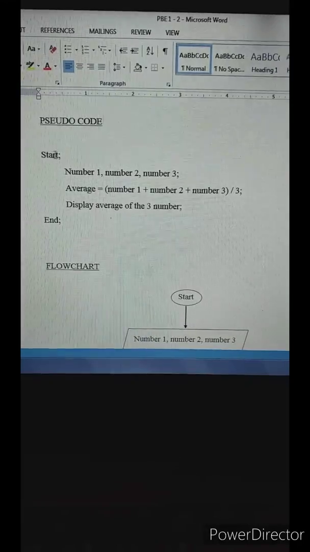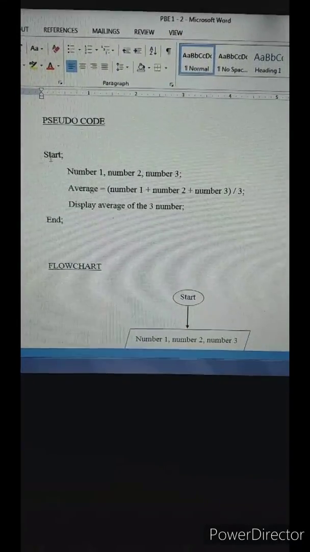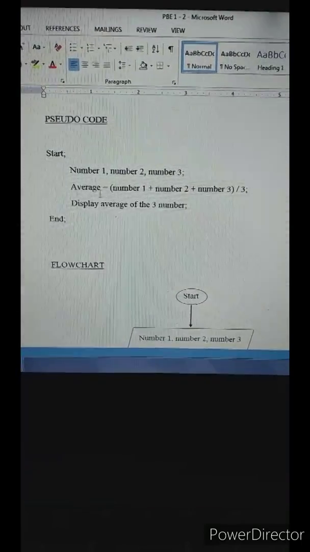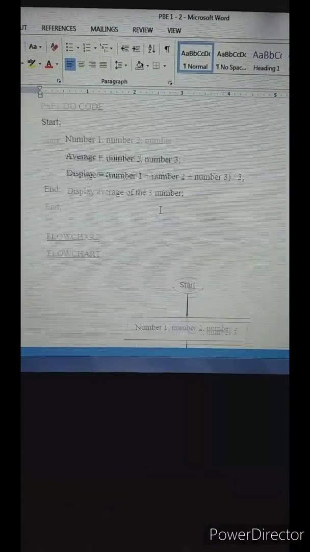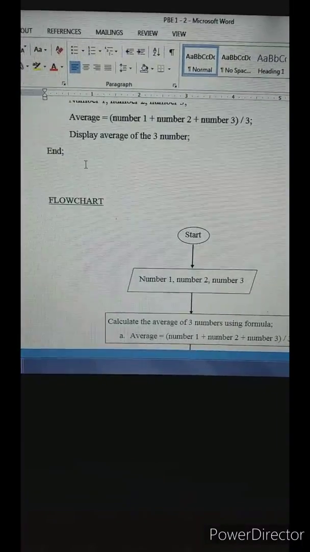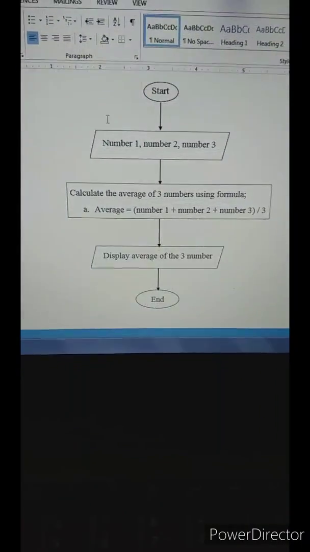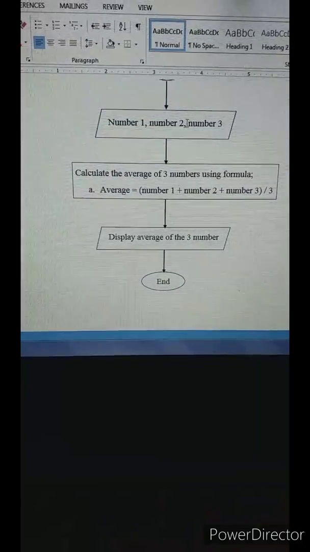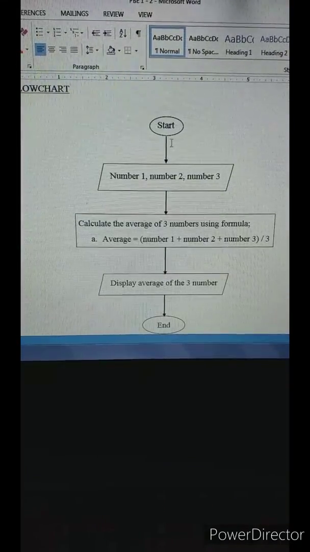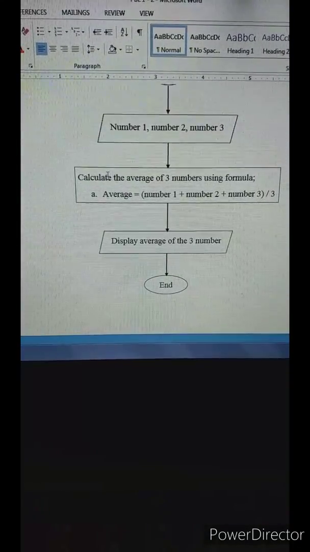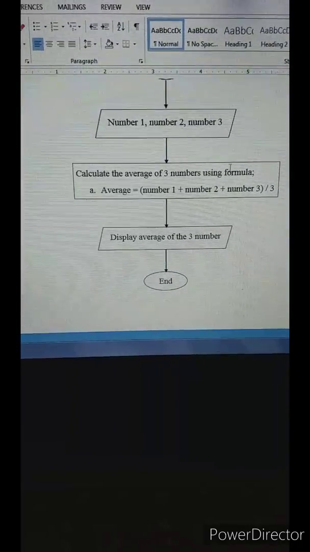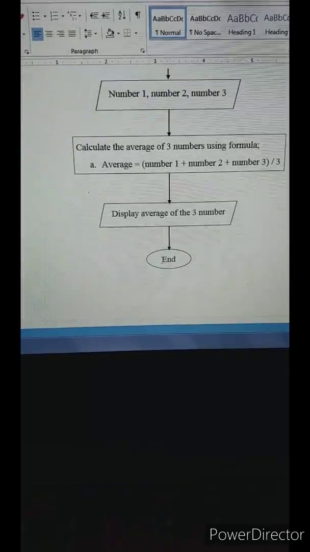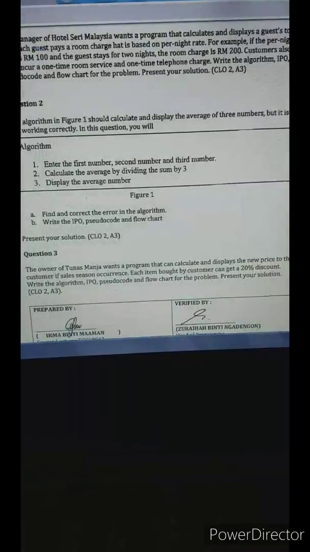Then the pseudocode will be the same as the IPO. Start, number 1, number 2, number 3, calculate the average, then display the average of the 3 numbers, then end. The flowchart is the same as the pseudocode. It is start, number 1, number 2, number 3, then calculate using the formula for the average, and then display the average of the numbers, and then end. This is for question 2.